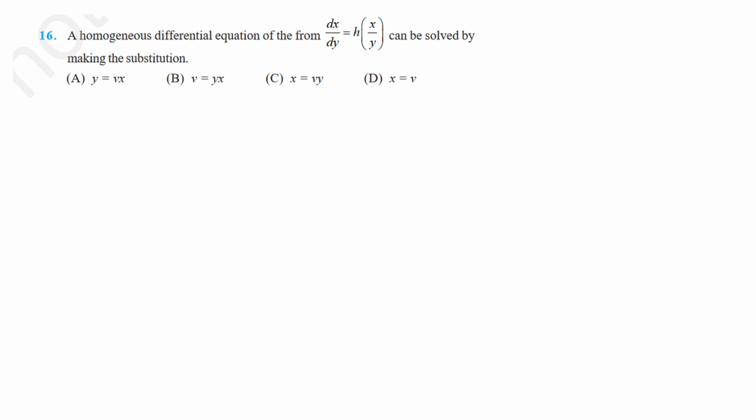Now question number 16 is just a concept based question. A homogeneous differential equation is of the form dx upon dy is equal to h of x upon y, right? So which kind of substitution should we make? You very well know, if the equation is of this form h of x upon y, then we are going to take the substitution as x is equal to vy.